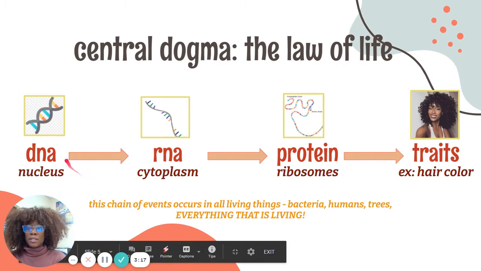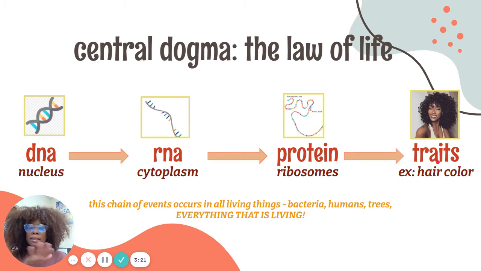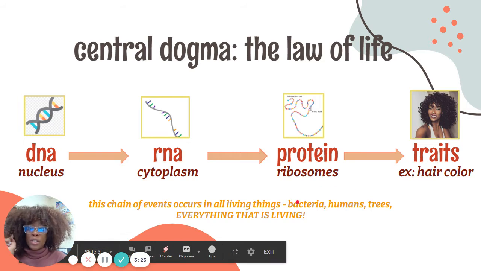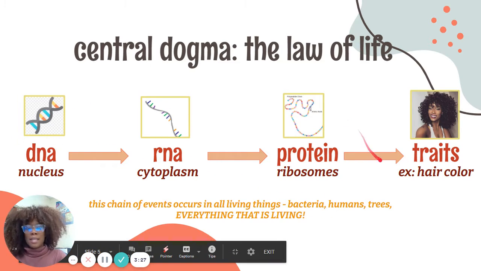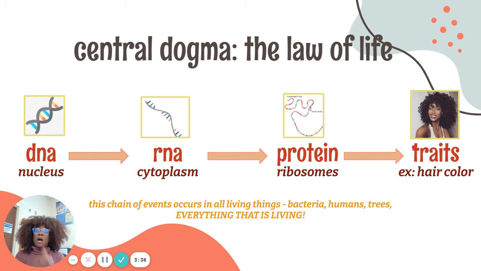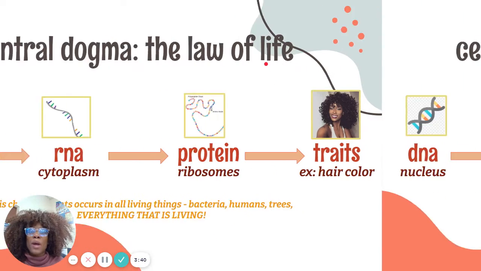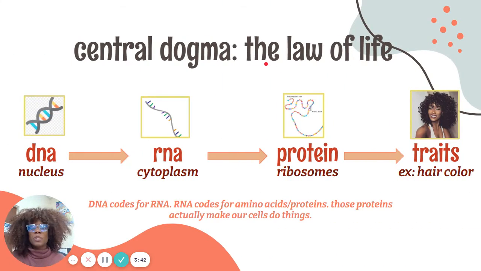This chain of events, DNA to RNA to protein to traits, occurs in all living things. So, do bacteria have central dogma? Yes. Do humans have central dogma? Yes. Do trees and other plants experience central dogma? Yes, they all do. We all have to have proteins. We all have to have DNA, RNA, all of that. So everything that is living experiences central dogma. It is the law of life.